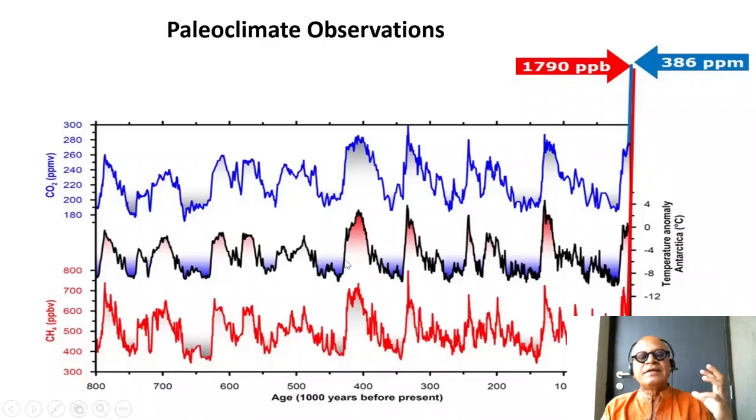So temperature leads and CO2 and methane follow. Whereas what we are doing now is we are increasing methane and CO2. Okay, so CO2 has gone from, let's say here, 280 ppm before the industrial revolution to now we are almost over 415, and methane is somewhere around, I think, 1900 or 2000.